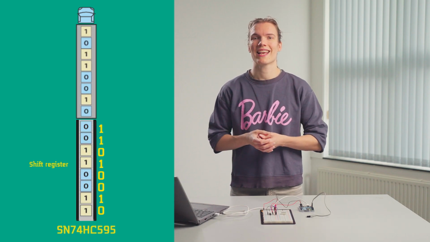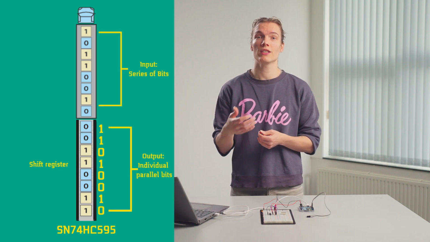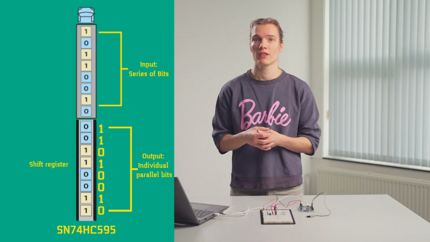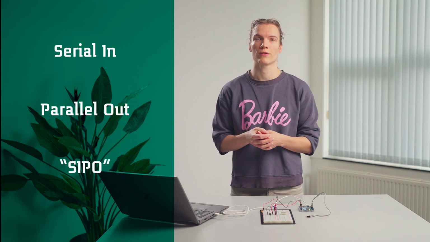For instance, the SN74HC595 can sort a series of bits into individual parallel bits. This kind of shift register is called a serial in, parallel out, or SIPO shift register. And this can help to reduce the amount of pins you need to use from your microcontroller. Apart from sorting data, the SN74HC595 can also store a little bit of data. To understand both main functions of the shift register a little bit better, we will need to dive into the details of the shift register.